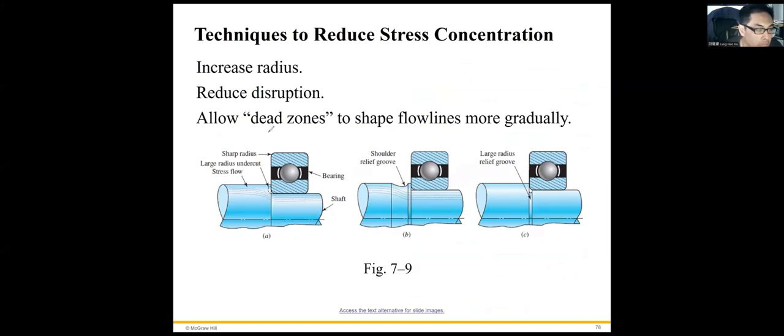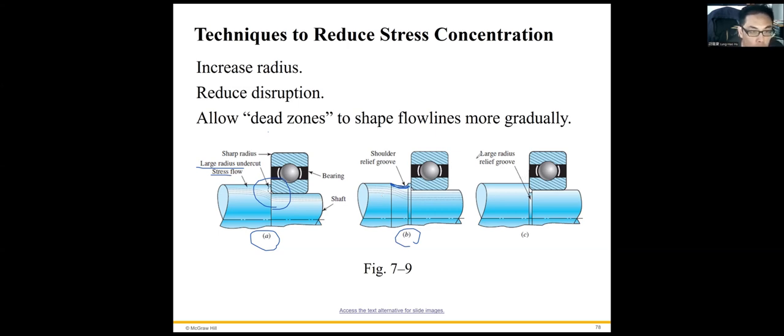Okay, bearing design. So the first one, you have the sharp radius and the large radius undercut right here, right? And figure B shows the shoulder relief groove if we just design with the groove here. So you can see its stress distribution line becomes more smooth.